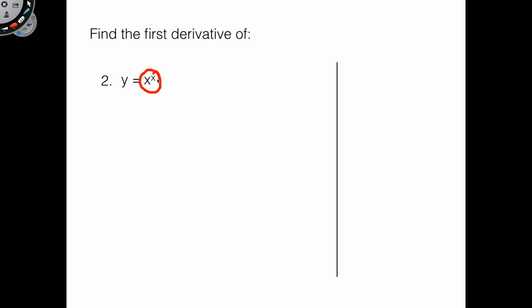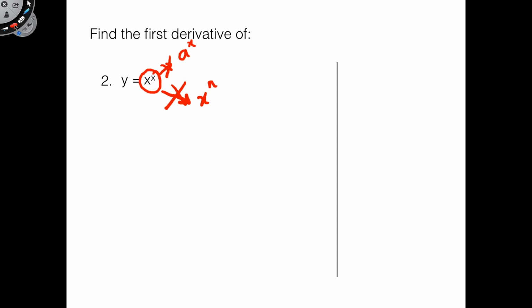So right off the bat, we can't actually do anything with this in the form that it's in, right? Because x to the x neither fits our rule for a to the x, since the a is not a constant here, nor does it fit our regular power rule, x to some power. So neither of these is going to work.